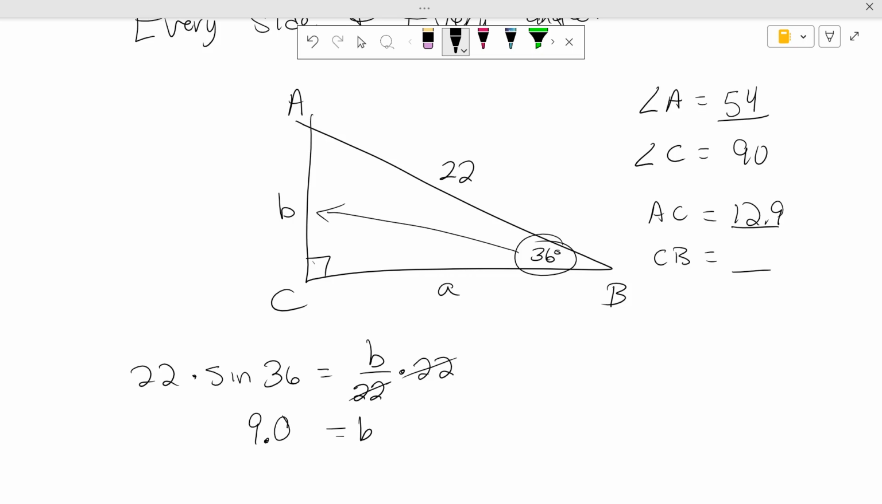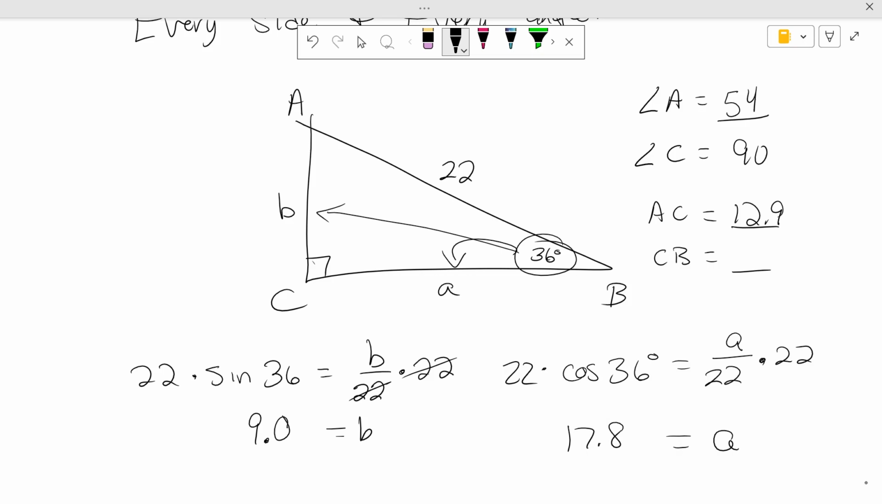So then if I want to find this side, we'll call it A because it's opposite angle A. If I want to find A, where is it compared to 36? Adjacent, so we'd use cosine. Cosine of my 36-degree angle equals A over 22. Now how do I get A alone? Multiply by 22. So A equals what? 17.8. And I just solved this triangle. Now I know every side and every angle.